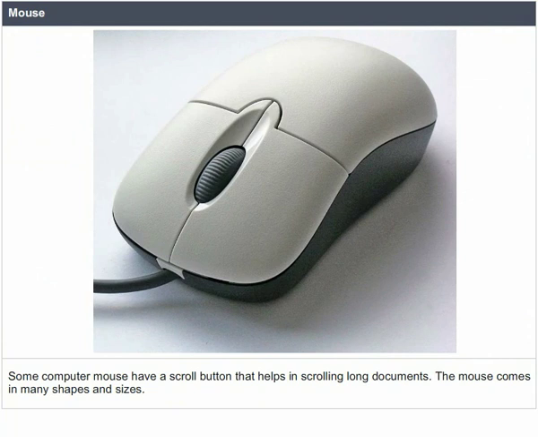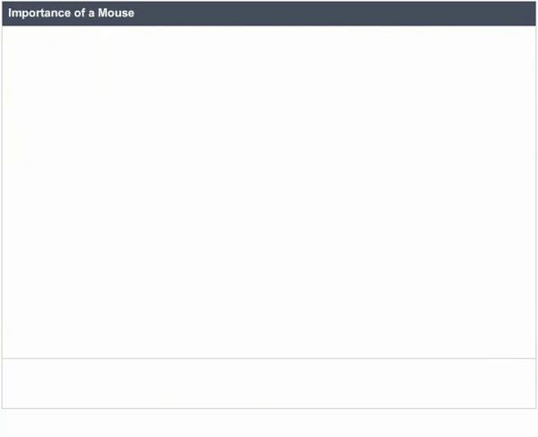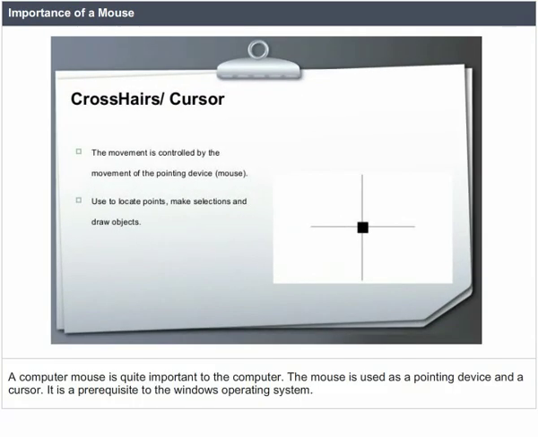Importance of a mouse. A computer mouse is quite important to the computer. The mouse is used as a pointing device and a cursor. It is a prerequisite to the Windows operating system. When the mouse is moved, it moves a cursor on your monitor screen.